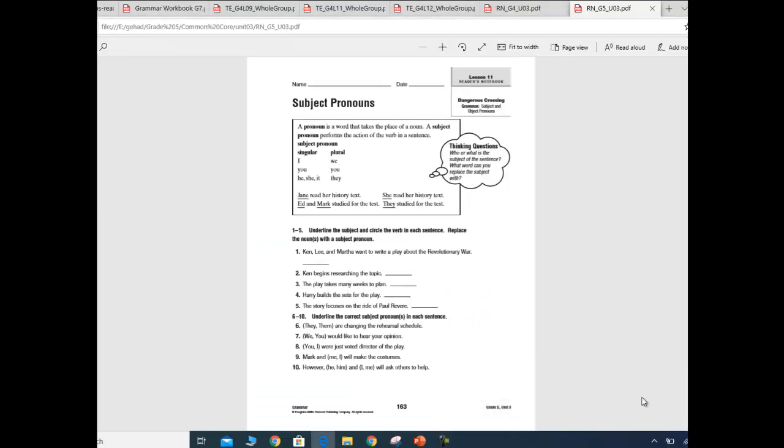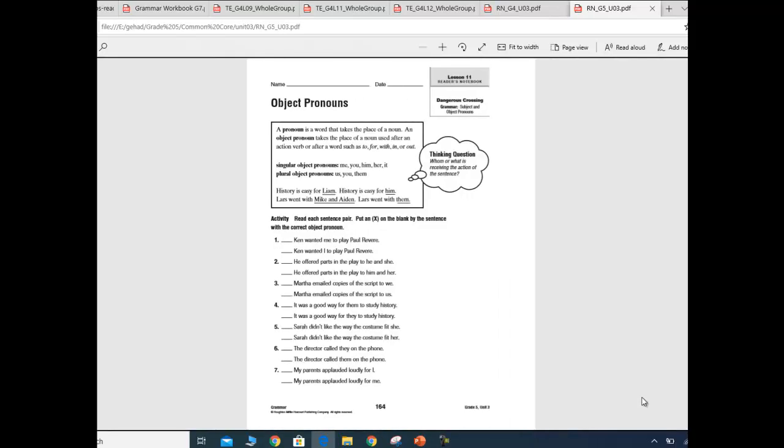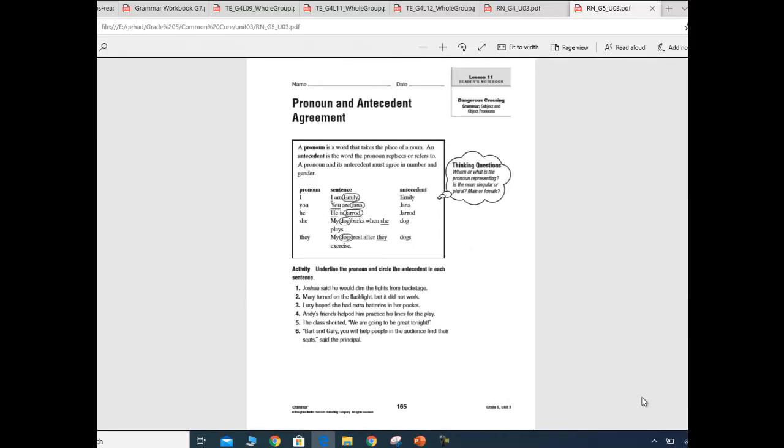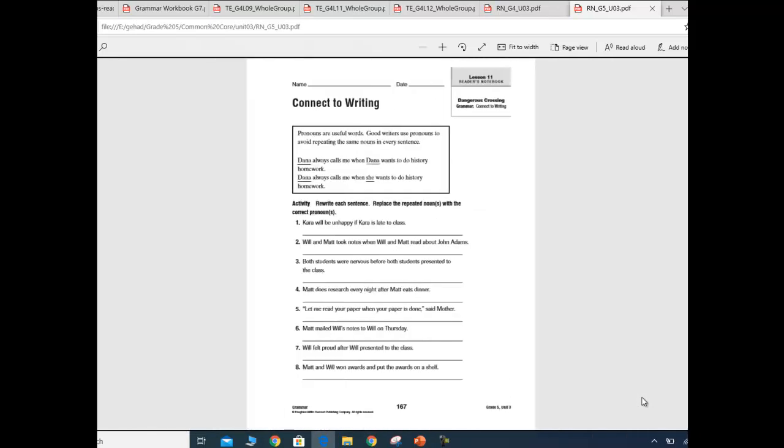And now let's move to your homework. Your homework is going to be the grammar worksheets uploaded over the LMS, plus the Reader's Notebook page 163, 164, 165, and 167. That's it for today.